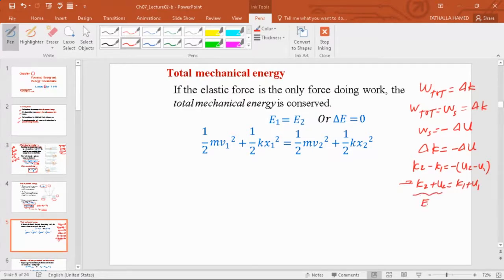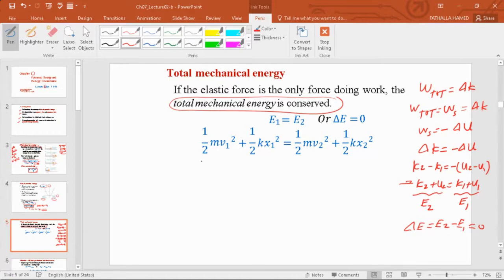We define that as E2, and we define this as E1, as we did in the last lecture, and we call this the total mechanical energy. So if the total work is done by a spring, where a spring is a conservative force, then the total mechanical energy of the system is conserved. And one way of checking that, you look at delta E, which should be equal to E2 minus E1. If that's equal to 0, then your total mechanical energy is conserved.